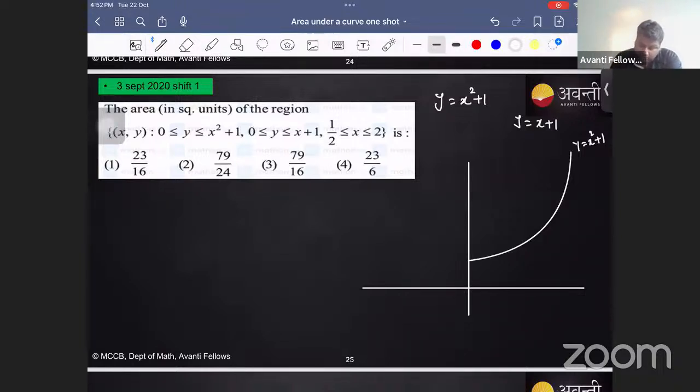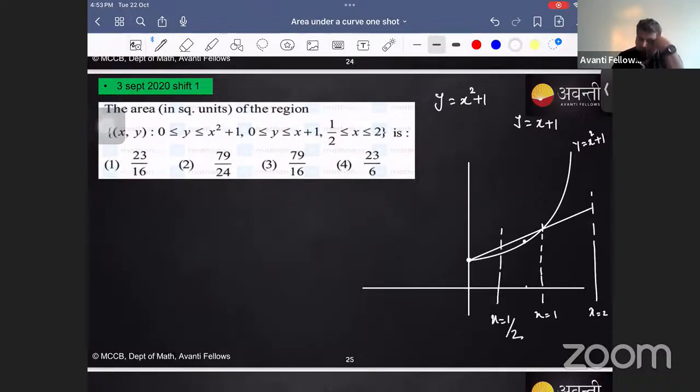So at x equals 0, this graph is going through this point. At x equals 1, they both are 2. And then the line goes below, the curve goes above. This is like this, and say this is x equals 2. So y is also below the line, y is also below the curve, and x lying between 1 by 2 and 2. 1 by 2 is somewhere here.